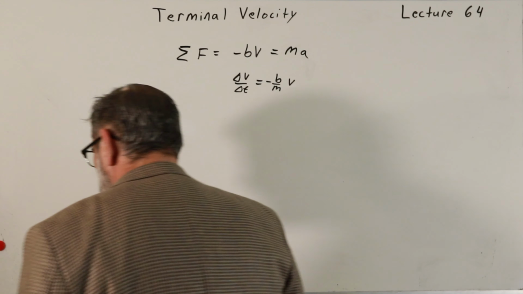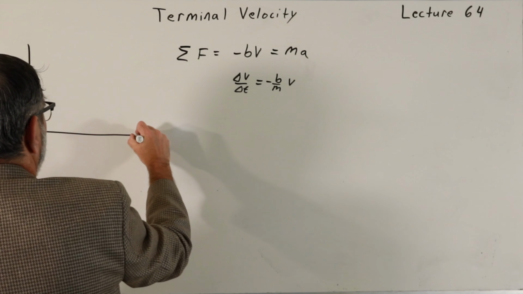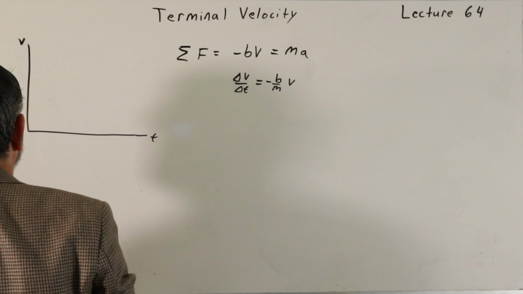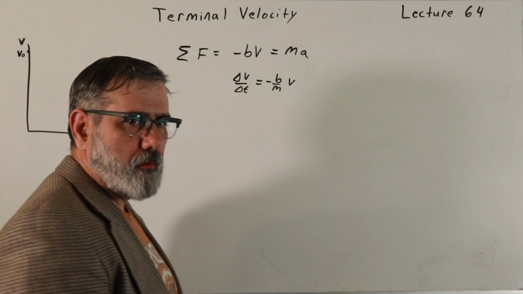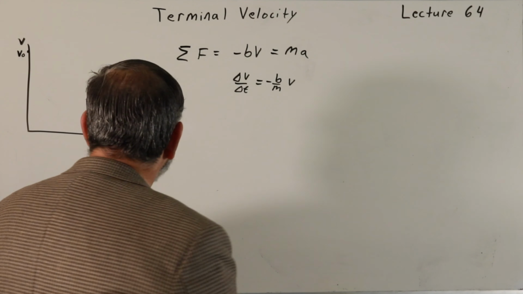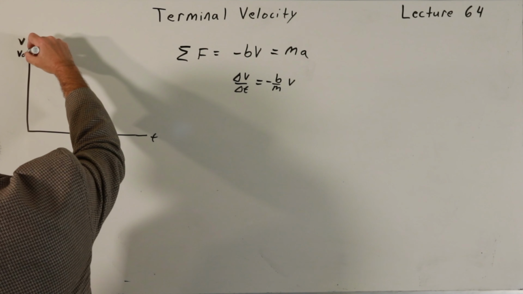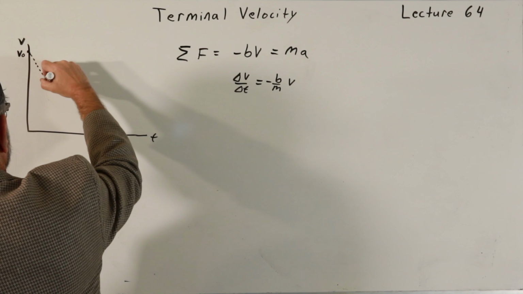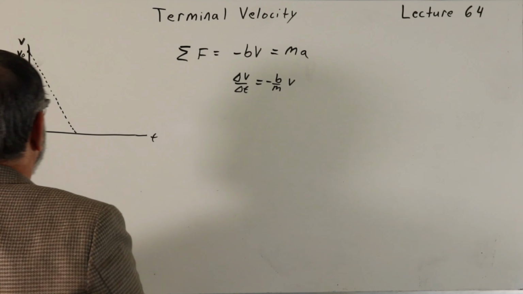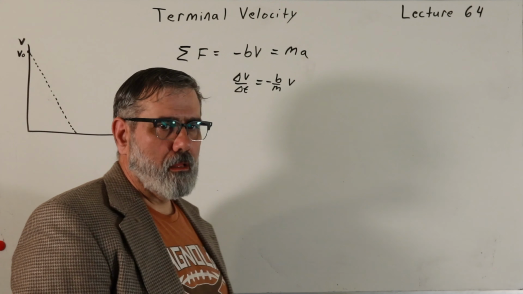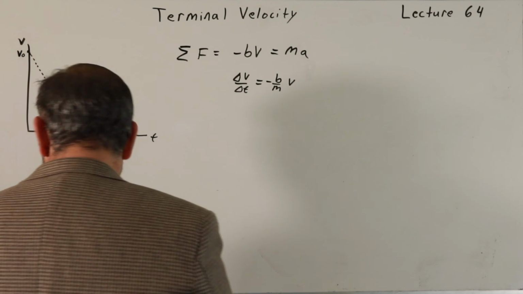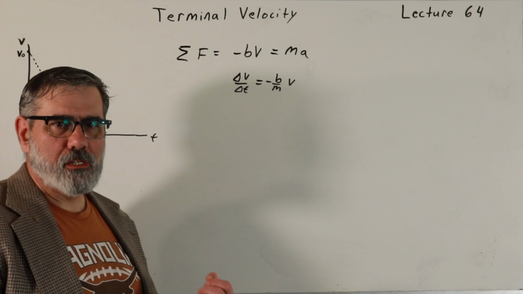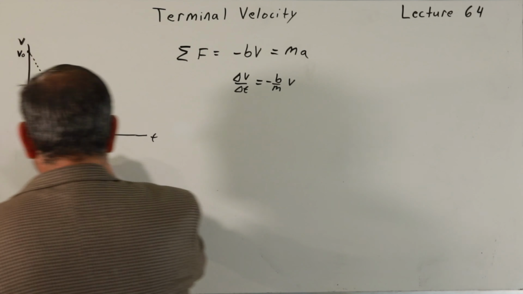Okay, so let's do another graph of velocity versus time. At t equals 0, we start out at some initial velocity called v naught. If we didn't have this drag force, then we can imagine just traveling in a nice straight line. Sorry, that's not correct. What I said is not right. Let me say that again. Initially, our velocity is v naught, just right over here.